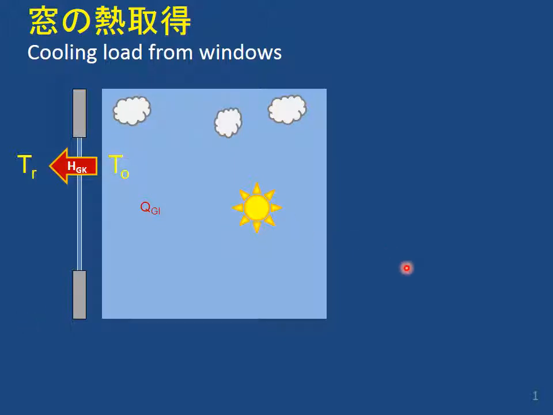Okay, so let's continue with the cooling load from windows. A window, like a wall, has heat coming through due to the temperature difference outside to inside in the room, but also some heat from the sun. Some of the sunlight directly comes, some reflects or is absorbed, and some goes through the window to heat the room.